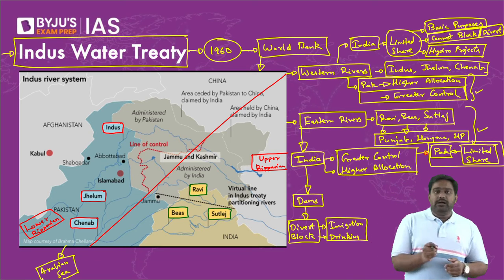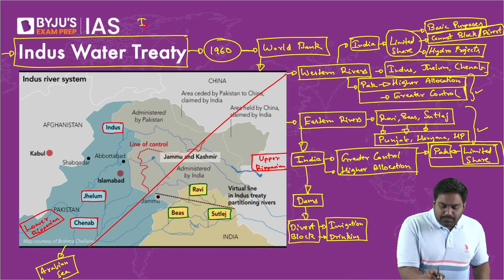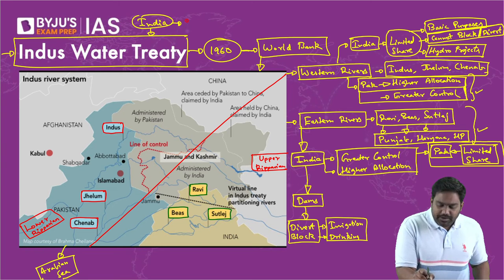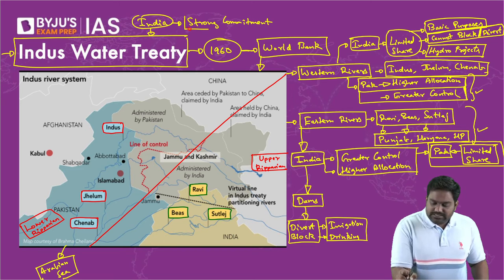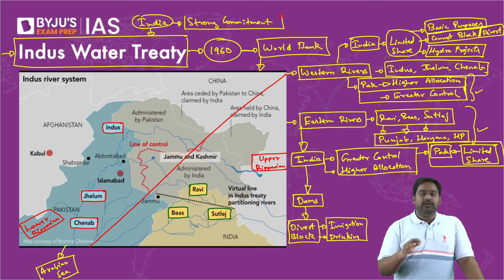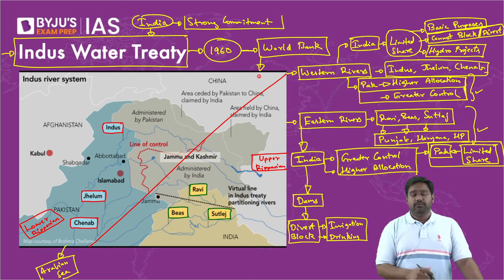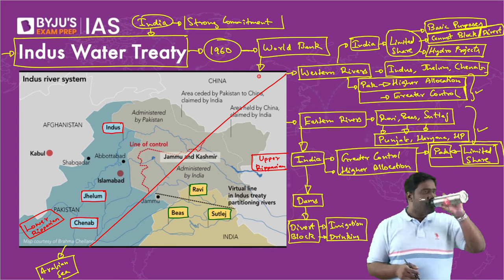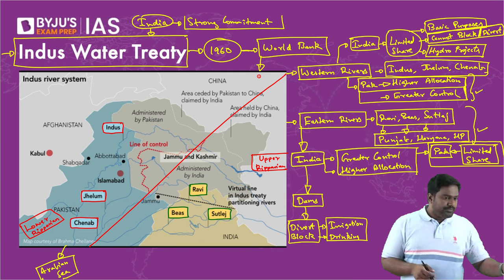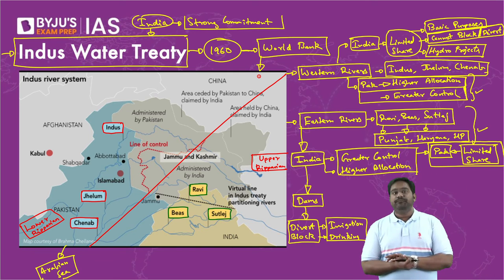And India has strongly been committed to the Indus Water Treaty. India has a strong commitment. We have never breached these commitments. Is that clear? We have always maintained and upheld this international commitment. It's a global commitment we have made. It was mediated by the World Bank, and it's a very important bilateral treaty, right?